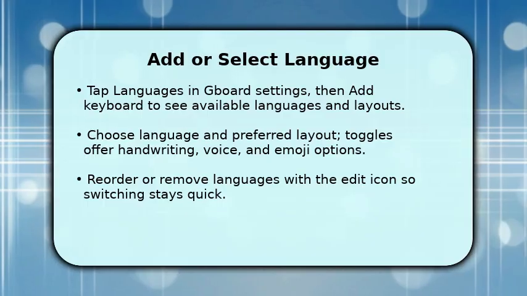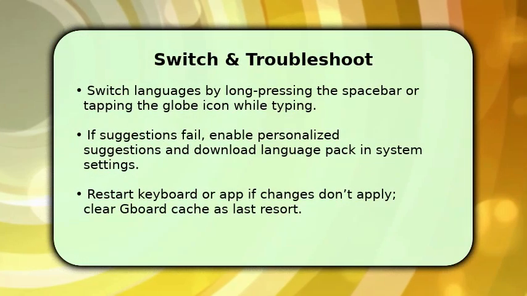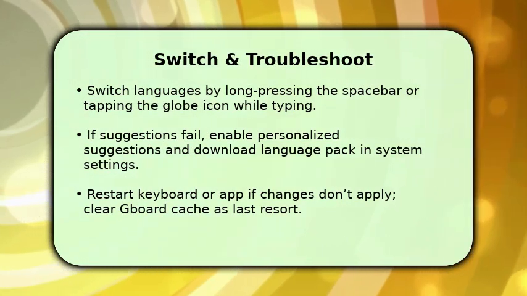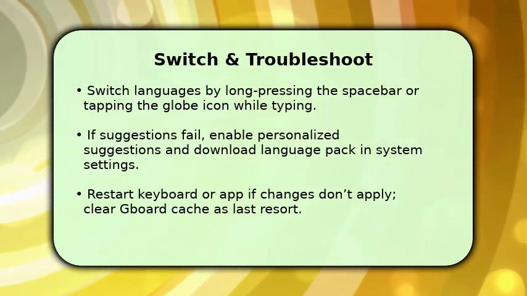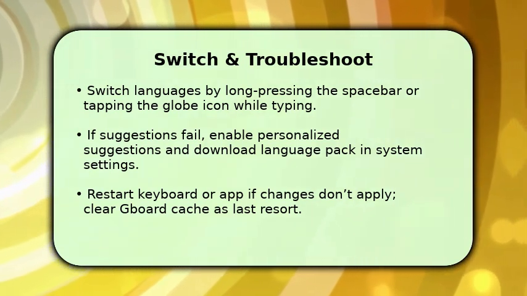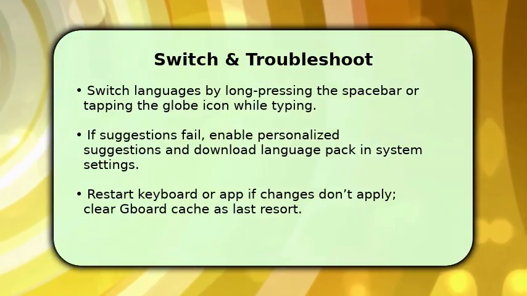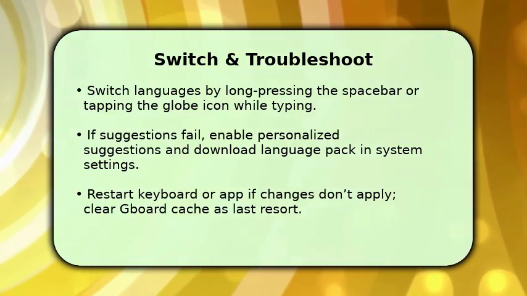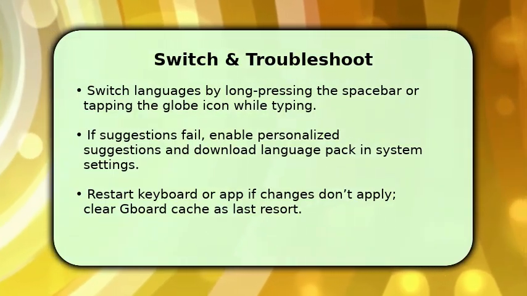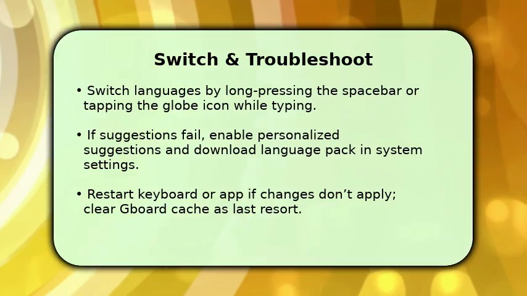To finish, switch languages while typing by long pressing the spacebar or tapping the globe icon. You'll see the keyboard change layout instantly. If predictions or autocorrect don't match, make sure personalized suggestions are enabled and that the language pack is downloaded in system settings. These improve accuracy.